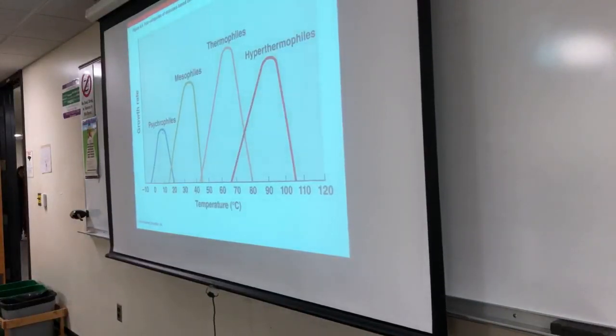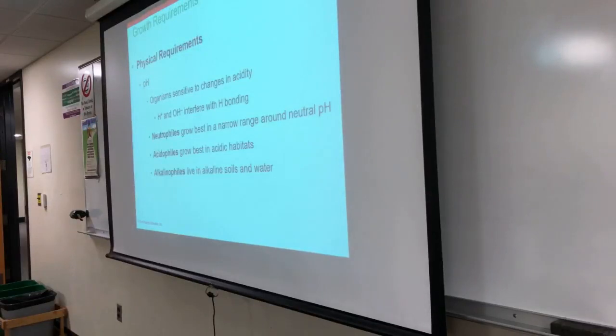Psychrophiles like it cold. You don't need to know the exact temperature range. Just know psychrophiles are creatures that grow in the coldest conditions. Mesophiles grow around body temperature. Thermophiles grow warmer than body temperature. And hyperthermophiles grow basically in boiling temperatures, very, very hot temperatures, like thermal vents. But again, you don't need to know all the exact temperatures.